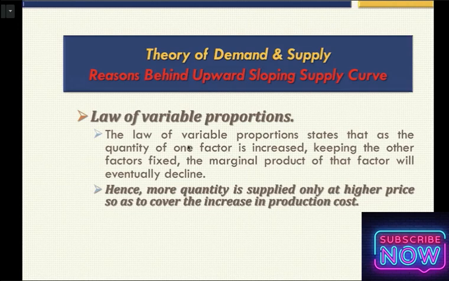So we are saying that more quantity is supplied only at a higher price so as to cover the increase in the production cost. It means that if I'm using a particular factor of production, at the initial stage my productivity will be increasing.